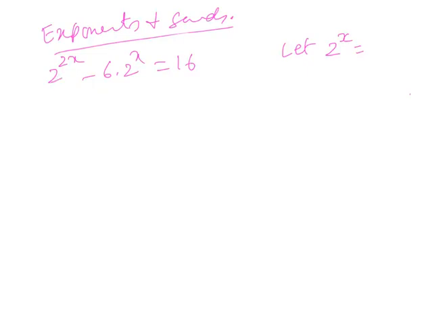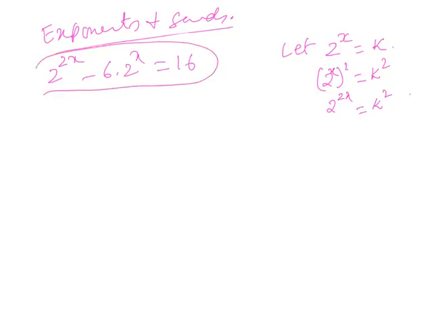So if I let it be equal to k, then if I square them, 2 to the power of x should be inside the bracket, and squaring gives 2 to the power of 2x is equal to k squared. So identifying that this is a quadratic is important in this particular case. It is actually a quadratic in 2 to the power of x.